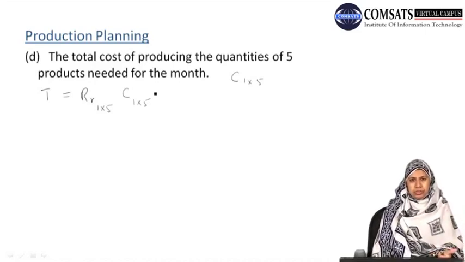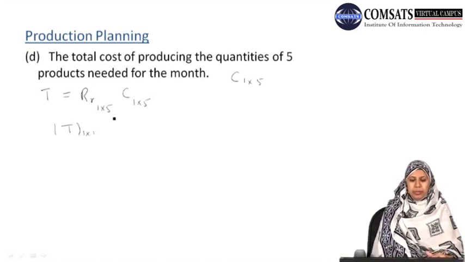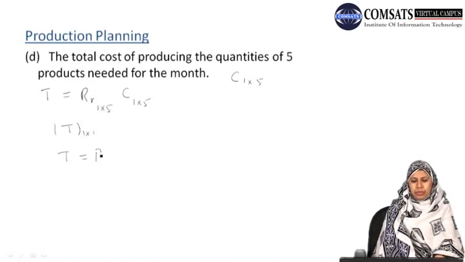But the total cost will be a matrix of order only 1 by 1. So the required output is a matrix of order 1 by 1. How can we obtain this matrix of order 1 by 1? So the matrix T of total cost will be obtained by the product of our resource requirement matrix and the transpose of our cost matrix. So now the resource requirement matrix has order 1 by 5 and the cost matrix now has order 5 by 1.